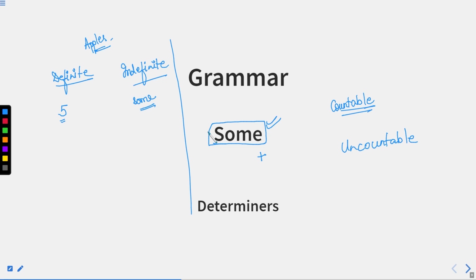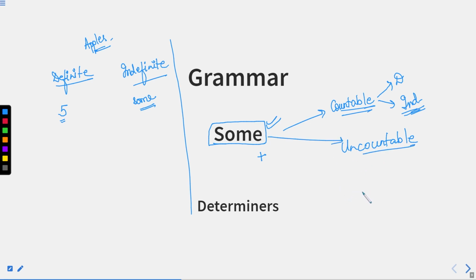But if I'm saying some apples, many apples, several apples, a few apples, these are the words which do not tell us the specific quantity or specific number of that particular quantity or amount. So, countable can be further divided into two parts. One is definite and another one is indefinite. So, some is used to show countable if they are of indefinite quantity. Some can also be used with uncountable nouns.